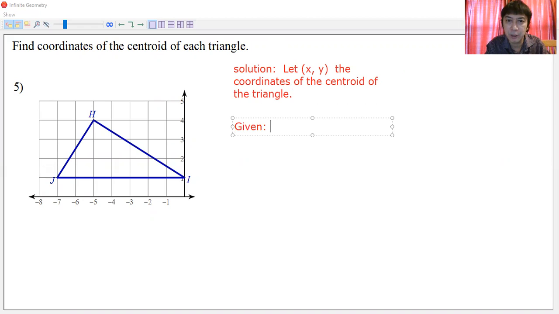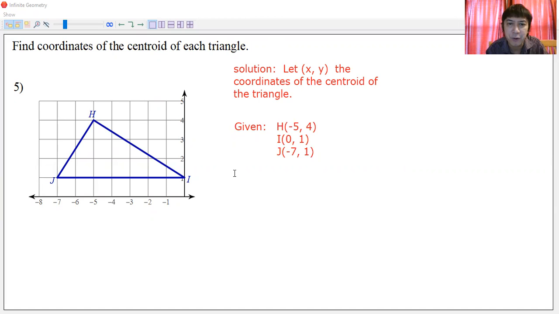So we start with the given data. Our points now will be H, I, and J, alphabetized. Coordinates of H is -5, 4. Coordinates of I is 0, 1. Coordinates of J is located at -7, 1.